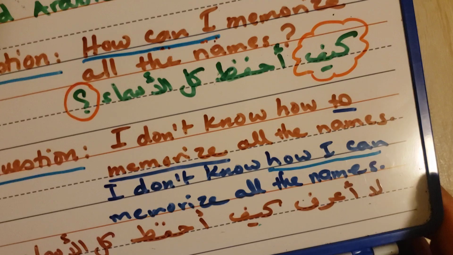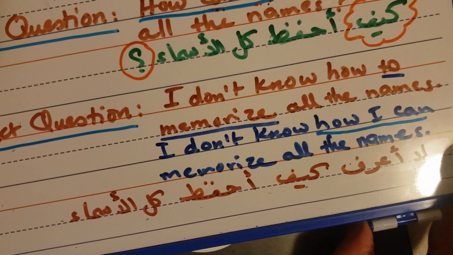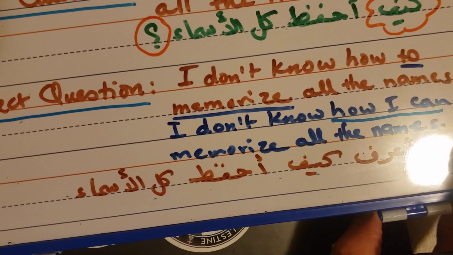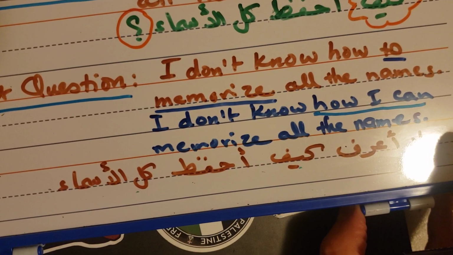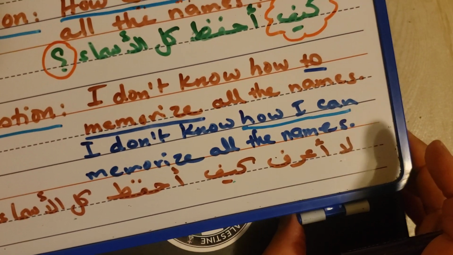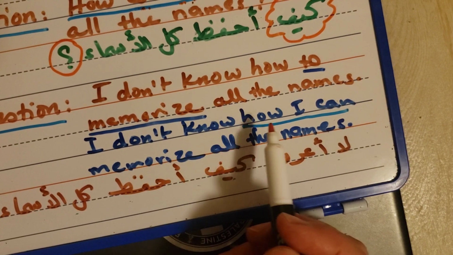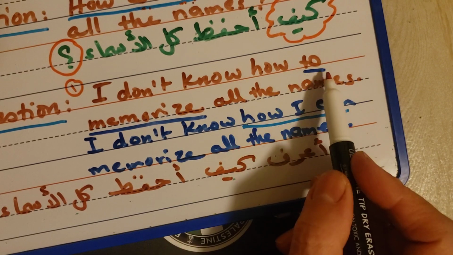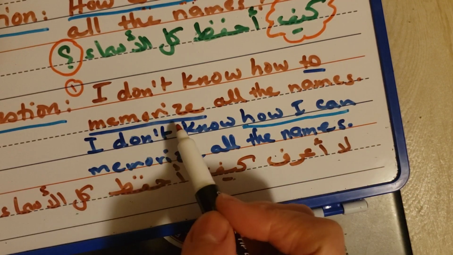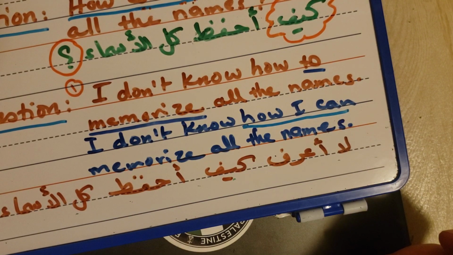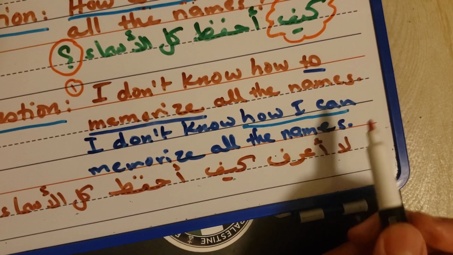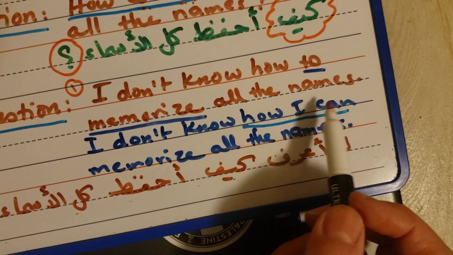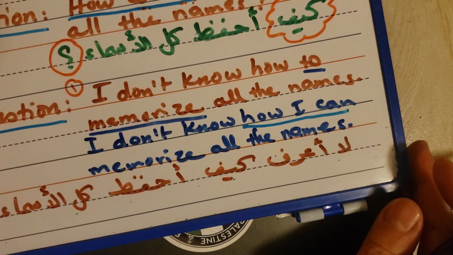Now, let's take a look at the indirect question, which does not use a question word either in Arabic or in English. So in English, you would say, I do not know how to memorize all the names. So this is one way of putting it, using the infinitive form, to, and the simple present tense verb form. I do not know how to memorize all the names.